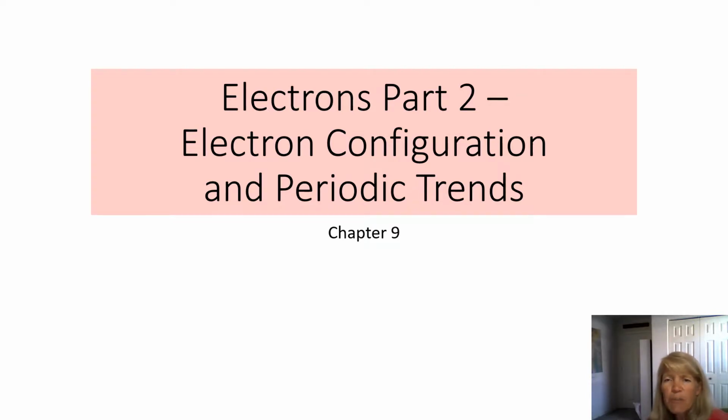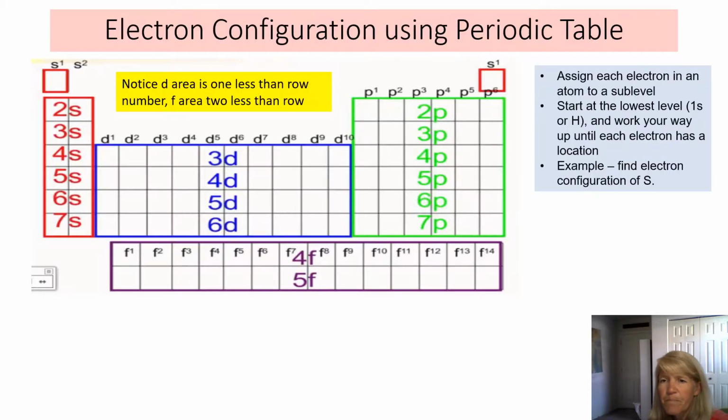So part 2 of this presentation about electrons, we're going to talk about electron configuration and periodic trends. Electron configuration is a way to assign all the electrons in an atom to a sublevel. And we're going to just start with the lowest, start with our 1s, and work our way up until each electron has a location. So I want to go through an example with sulfur. So let me put sulfur on this periodic table. Sulfur is right here. So there's sulfur.